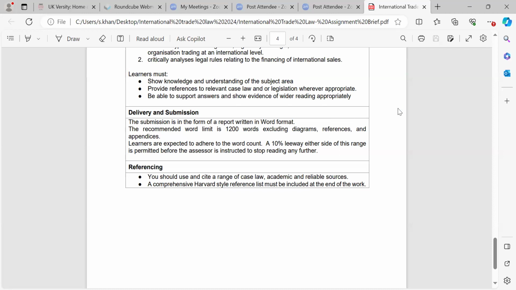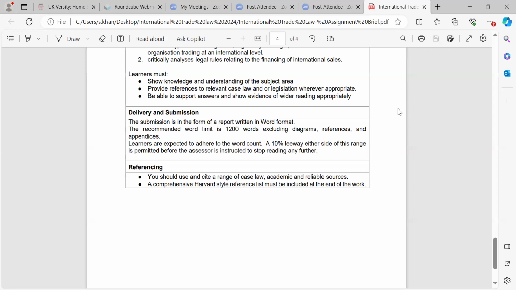So again, you need to bear in mind that you are keeping to your word limits for each of your assessments and your tasks that you are doing. You are adhering to the word limit, because otherwise you will be penalized for that.